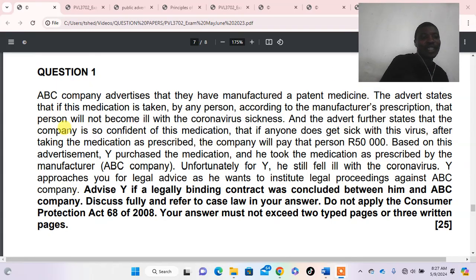So let's start, guys. Question number 1 that I'm starting now is the one that is saying ABC company advertises that they have manufactured a patent medicine.